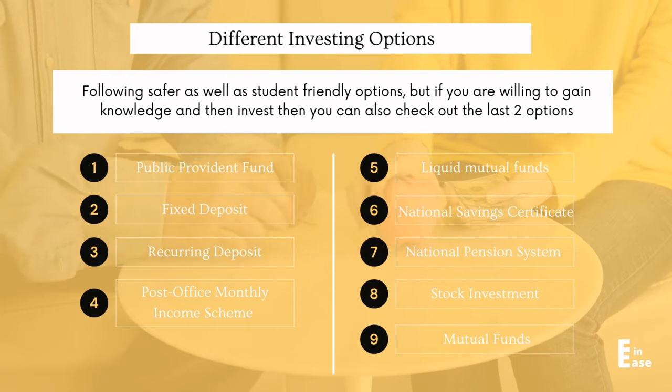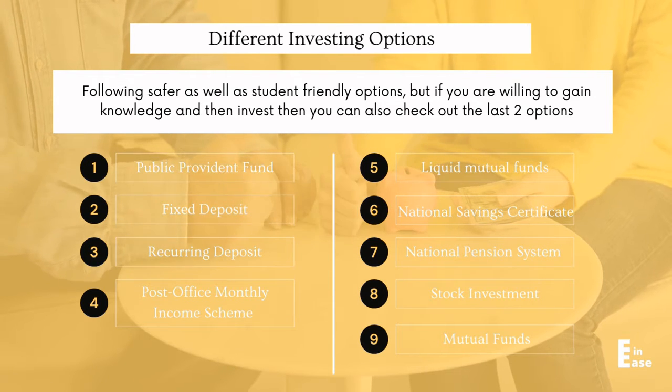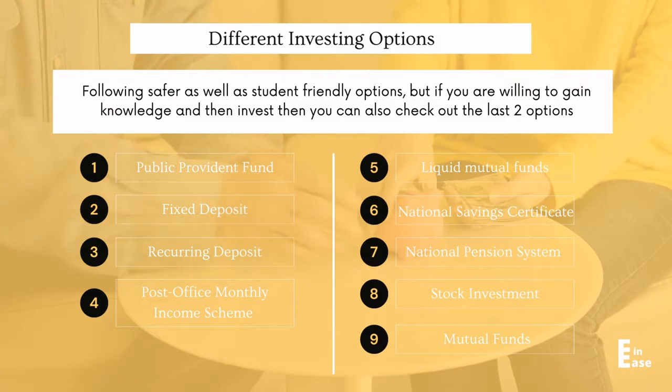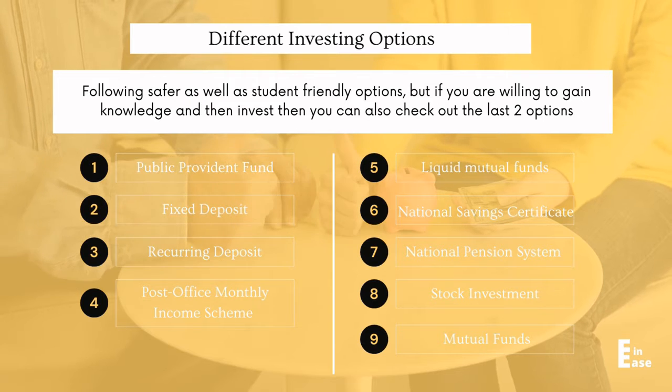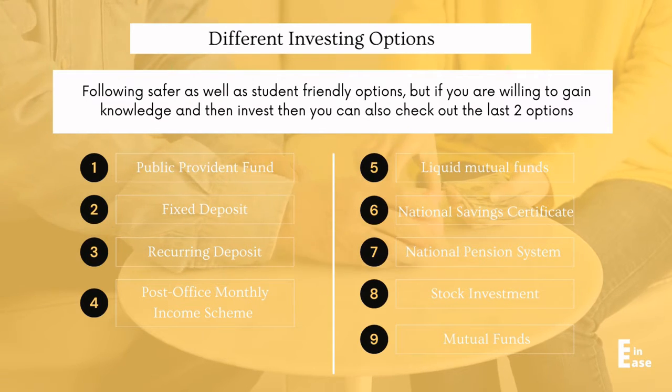Fourth, Post Office Monthly Income Scheme. The monthly savings scheme regulated by post offices in India is one of the best schemes for monthly income.